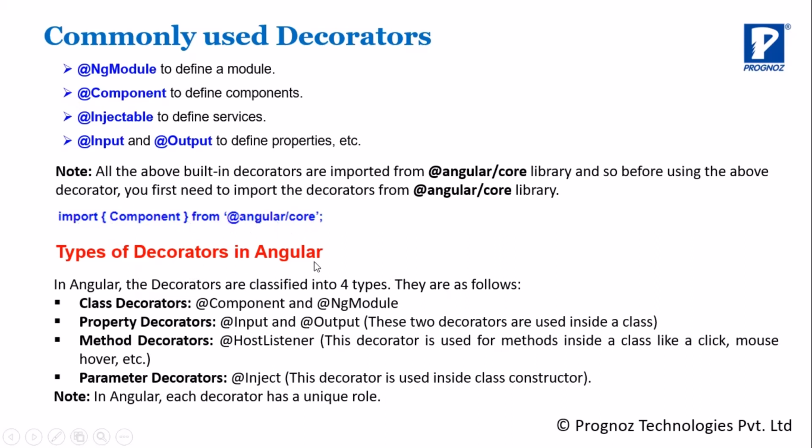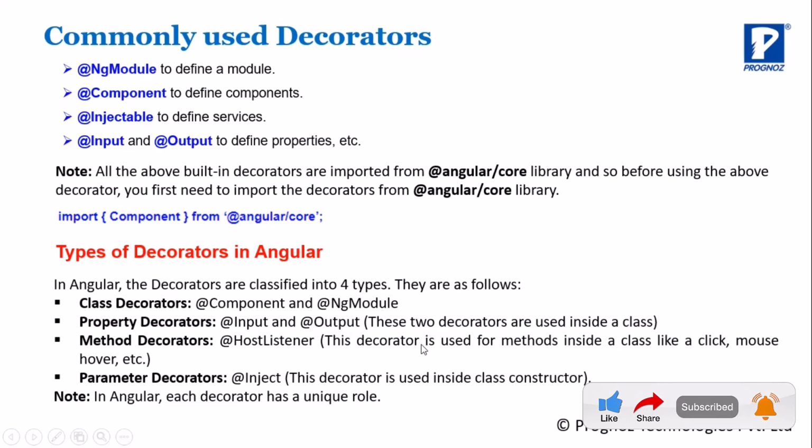Types of decorators in Angular: there are class decorator, property decorator, method decorator, and parameter decorator. These are the different types of decorators we can see in Angular. Okay, the class decorator is always represented with component as well as ng module. The property decorator is always represented with @input and @output. The method decorator is always represented with host listener.